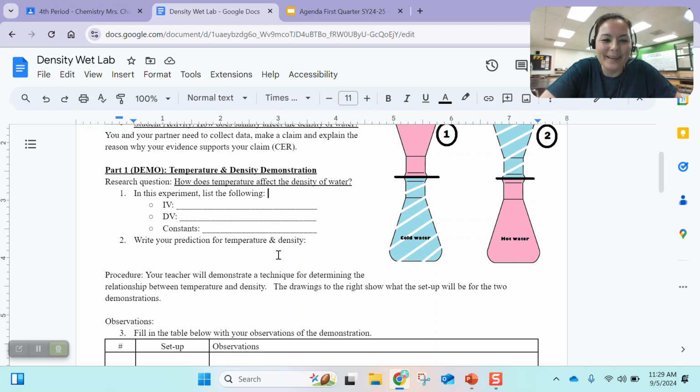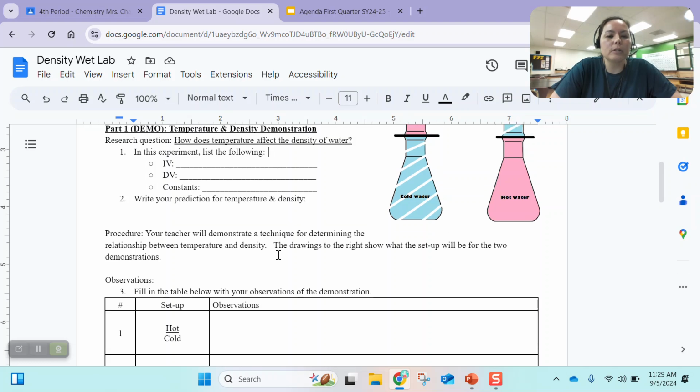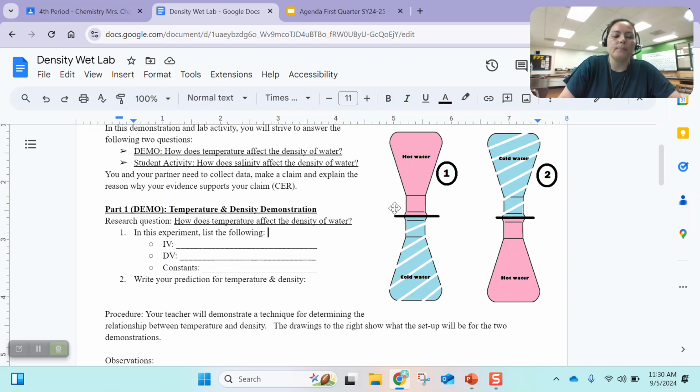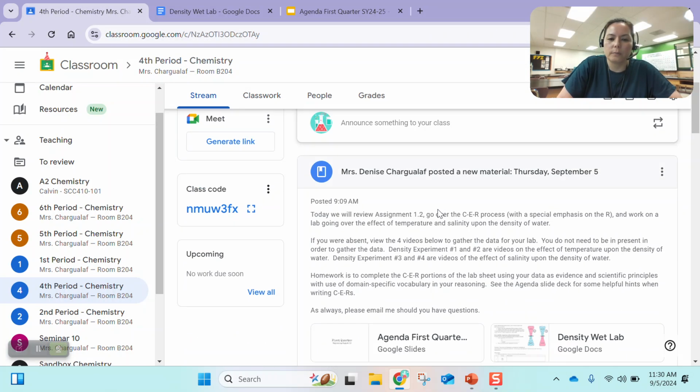Okay, we're back. So what we're going to do is I'm going to show you the demonstration, and in the observations part of this data table, you are just going to purely write what you see. Don't include anything as far as reasoning is concerned. So only what you see happening. The word density should not pop up anywhere in these observations boxes. Okay, it's purely what you see happening. So in the first setup, we'll have hot water on top, cold water on the bottom. And then we'll do it again with cold water on the top and hot water on the bottom. Now I put these videos in your Google Classroom.